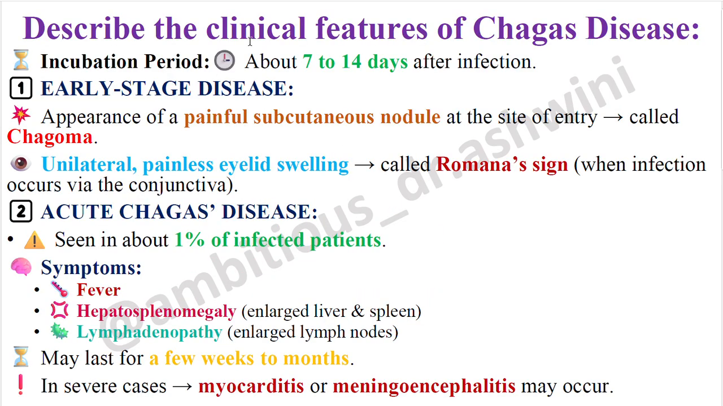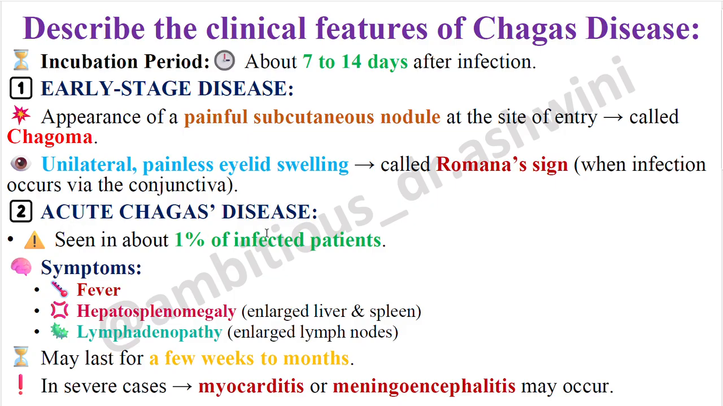Now we will see the clinical features of Chagas disease. Incubation period is about 7 to 14 days after infection. Early stage disease: appearance of a painful subcutaneous nodule at the site of entry called chagoma. Unilateral, painless eyelid swelling called Romana's sign, when infection occurs via the conjunctiva.